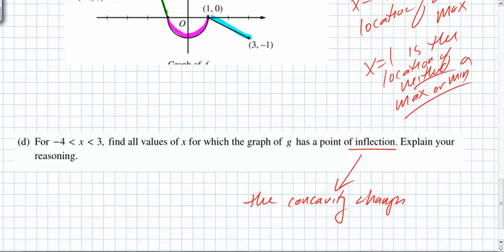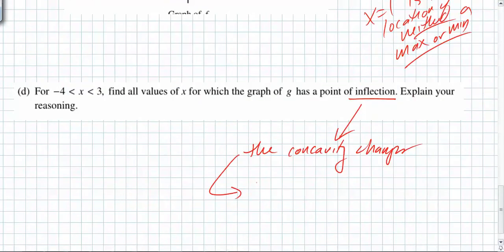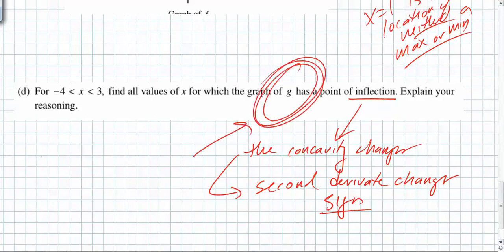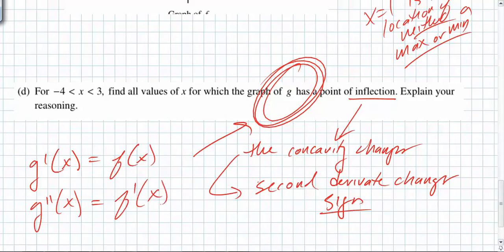changes, which means what? The second derivative changes sign. The second derivative. And again, what are we looking at? The graph of g. Well, we know that g prime of x is equal to f of x. So what is g double prime of x equal to? f prime of x. So all we're looking for is where f prime of x is changing sign.